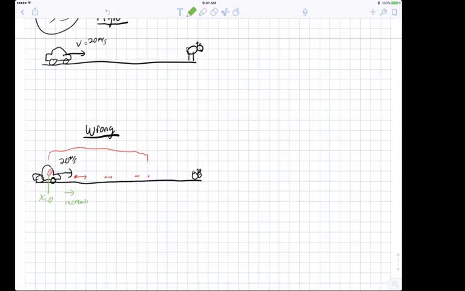So the bunny here should be at, let's see, what did they say, 50 meters. I'll do it here too, just to be consistent. X is equal to 0, increasing, and that's at 50.